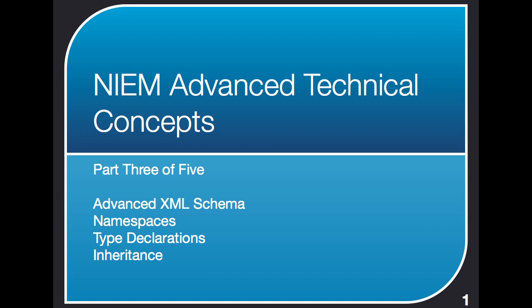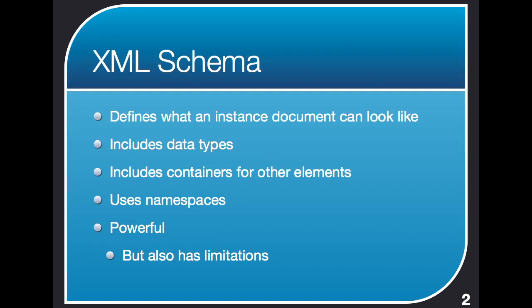So that means XML schema, that means namespaces, that means an in-depth look at type declarations, and that also includes inheritance, which is connected with type declarations. So hold on tight as we learn a lot more about XML schema and we start to actually learn about the NIEM. We'll start with just a quick overview of XML schema.